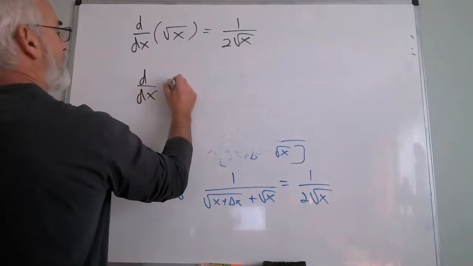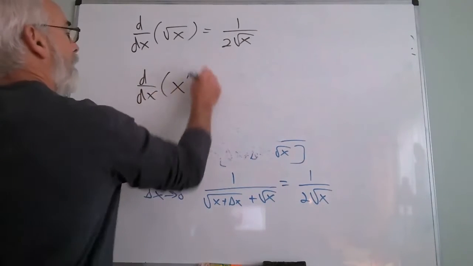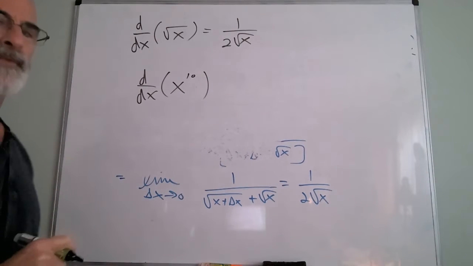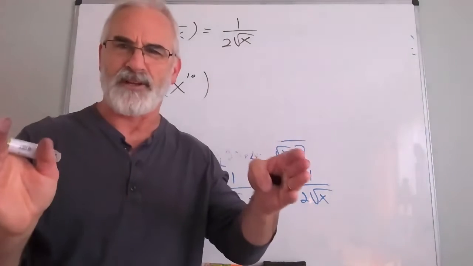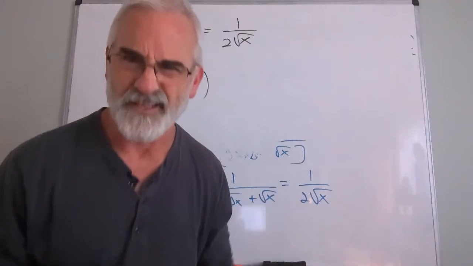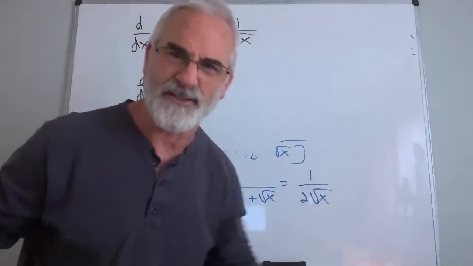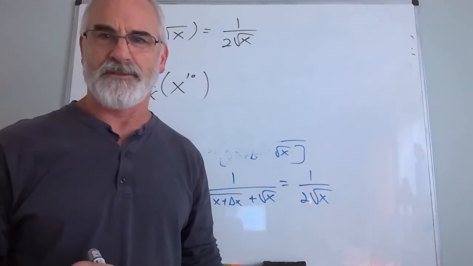I want you to take the derivative of x to the 10th power. Okay, great. Except that means in the definition of the derivative, I would have an x plus delta x to the 10th power. And I'd have to expand all that. And then I'd have to do all the algebra. That would be nightmarish.